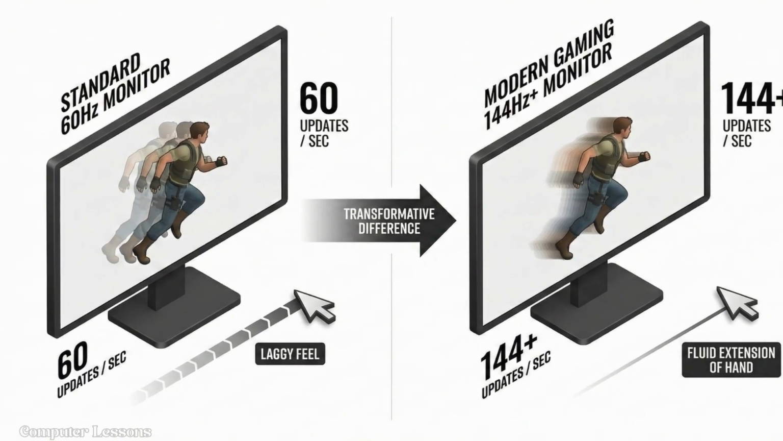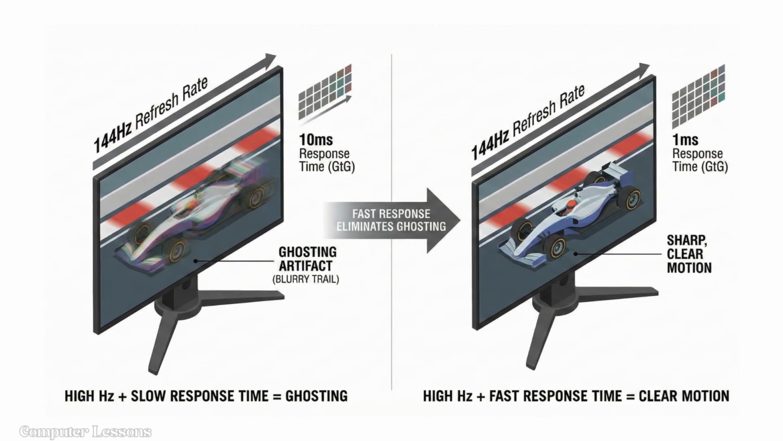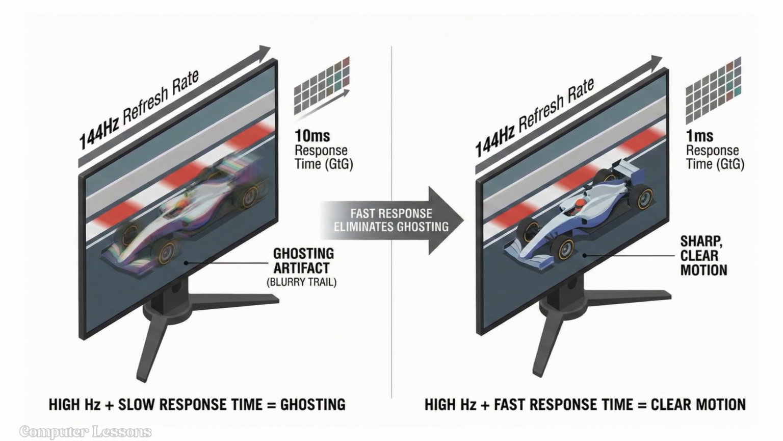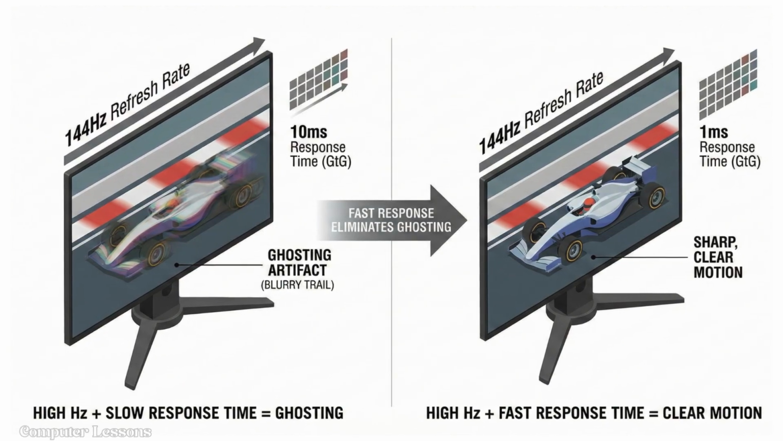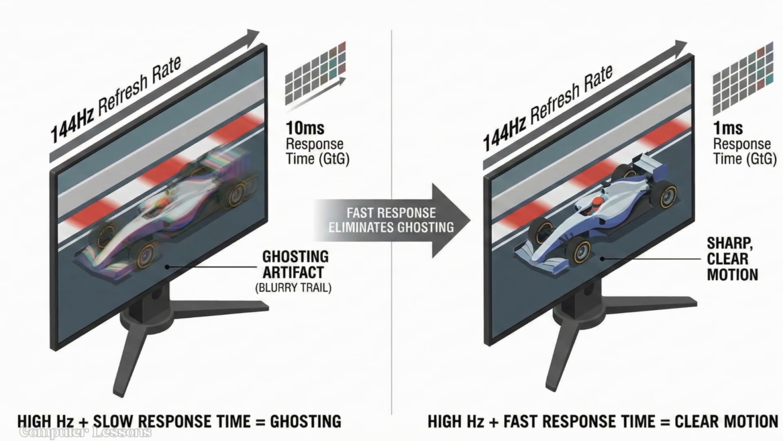But high Hertz is useless without fast response time. This defines how fast a pixel can physically change colors from gray to gray. If the refresh rate is fast, but the pixels are slow to change, you get a visual artifact called ghosting, where a blurry trail follows moving objects.